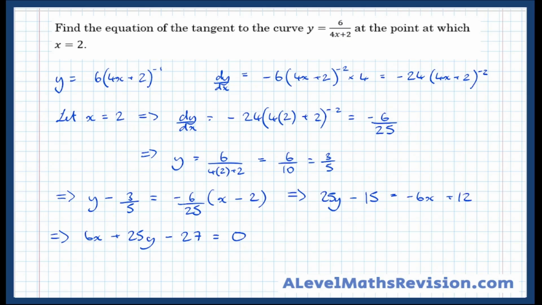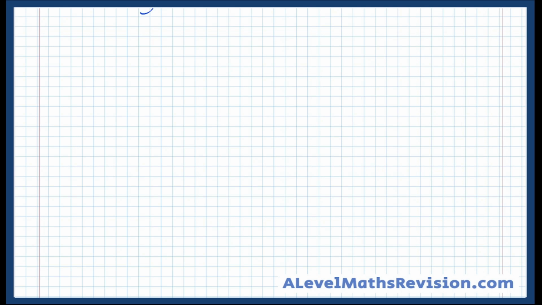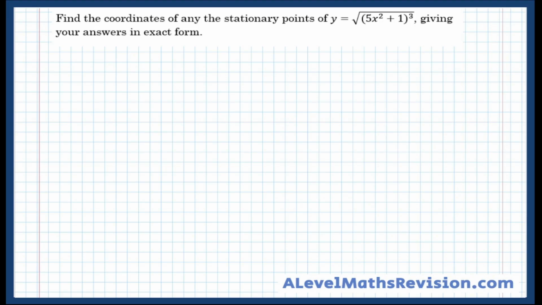You can also pretty easily apply that to finding the normal to a curve as well. But let's now have a look at a stationary point question as well. And there's one there. Find the coordinates of any stationary points of y equals the square root of 5x squared plus 1 cubed, giving your answers in exact form. Well, first of all, that's not a differentiable form yet. So let's make it into a differentiable form. Well, it's square rooted and cubed, so that's power of 3 over 2. 5x squared plus 1 to the power of 3 over 2, since cubes and square roots commute in either order.